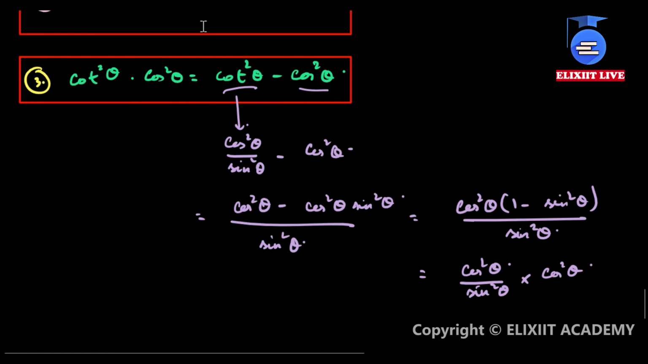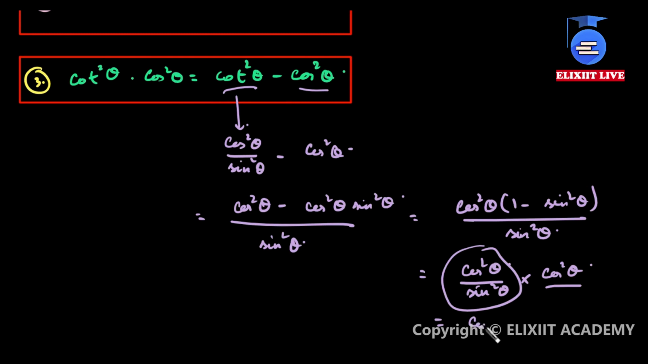Sine square theta plus cos square theta is 1, so 1 minus sine square theta is cos square theta. Fine. So ultimately, this is cos square theta divided by sine square theta into cos square theta, and this much is cot square theta. So cot square theta into cos square theta. So it's better to prove on the right hand side sometimes. Easier to prove.